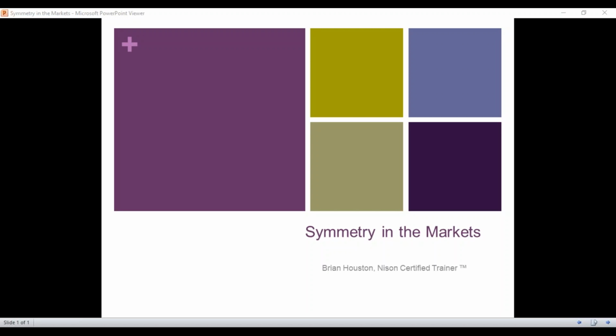So I just want to show you quickly something that I spotted in the markets just the other day, and it's symmetry within the markets. It's a very, very powerful tool. It doesn't always happen, but when it does, why not take advantage of it? And again, it can help you for entering as well as for exiting your trade. So again, increasing the profits in your pocket.